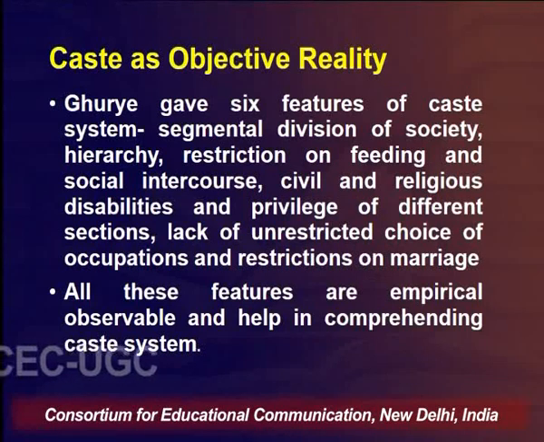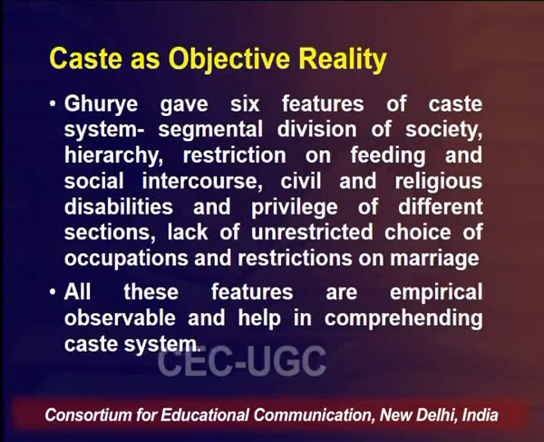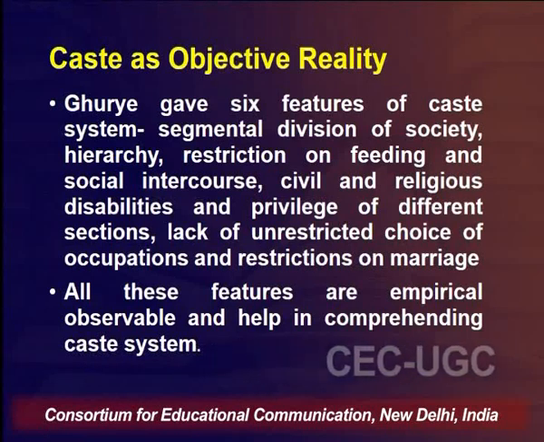Number 1, segmental division of society. Number 2, hierarchy, which is you are ranking the castes in an order. Those who are doing more religious occupations, more pure occupations, are on the high rank, like the Brahmins, and you rank them depending on the occupations that the group is doing. The third is restriction on feeding and social intercourse, civil and religious disabilities, and privilege of different sections, like some of them had more access to resources.